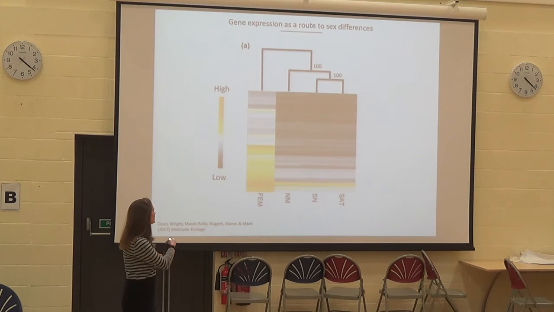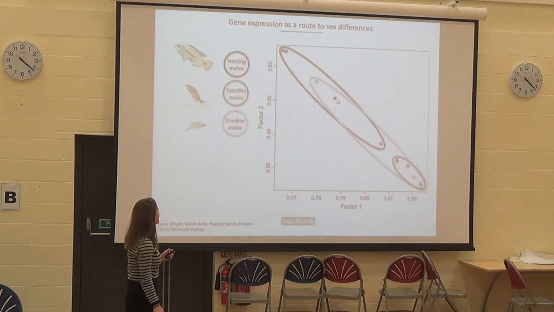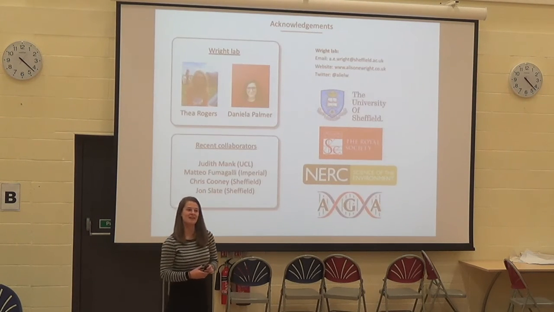Yeah, so actually, when you measure gene expression, it's quite a crude way of looking at these differences, and there are actually lots of different types of expression. So again, digging down and trying to understand what's actually causing this would be very cool. You can see that the males do cluster into these three different groups, which are consistent with a nesting male group, a satellite male group, and a seeker male group. So yeah, that's it.